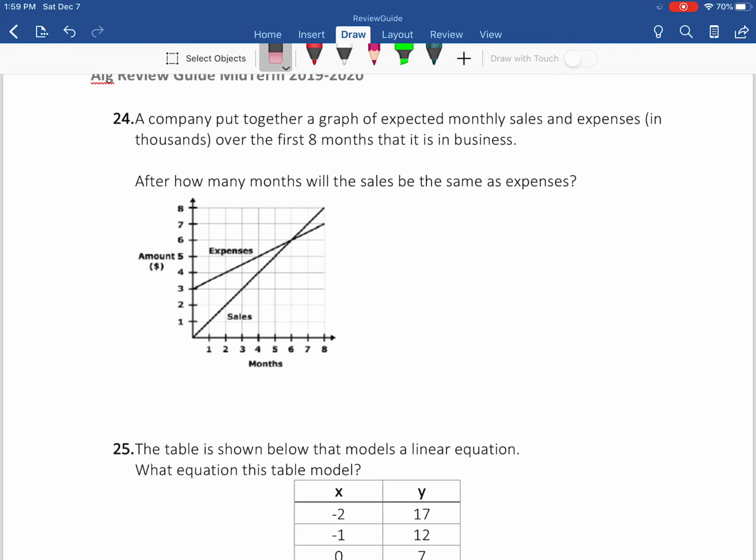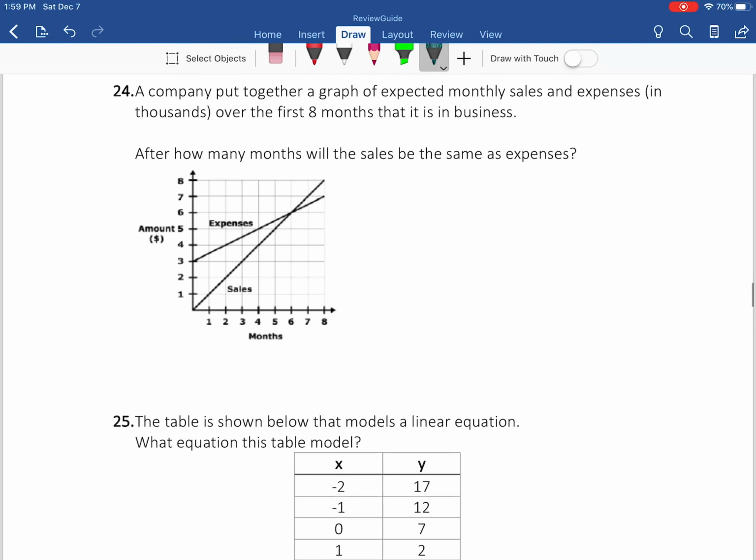Anyways, question number 22. A company put together a graph of expected monthly sales and expenses in thousands over the first 8 months of business. After how many months will the sales become the same as the expenses? So the same means that they're going to be equal to each other. This may seem really difficult and really challenging, but it's not. We're only looking for the intersection there.